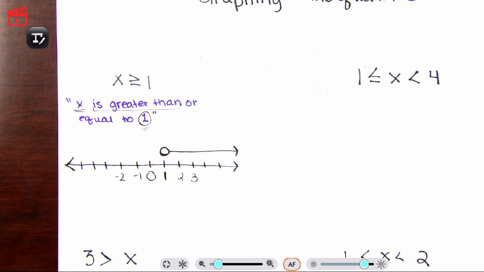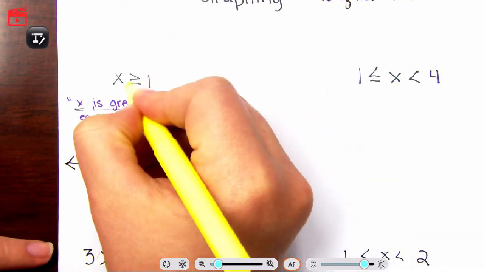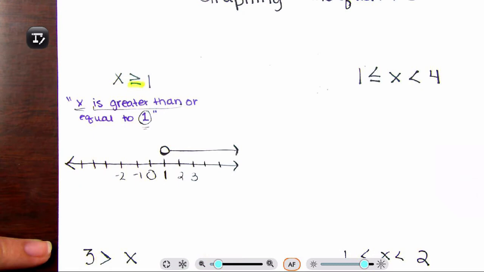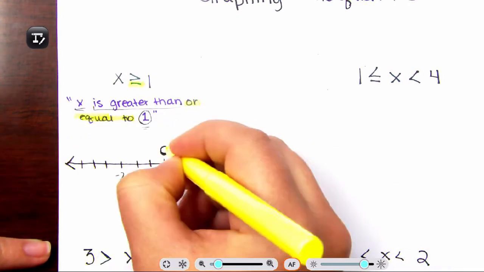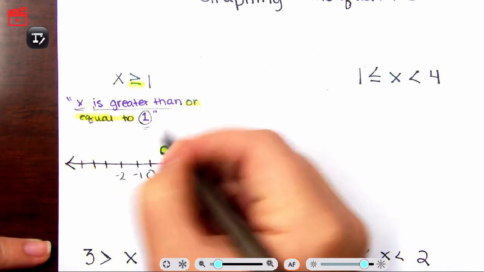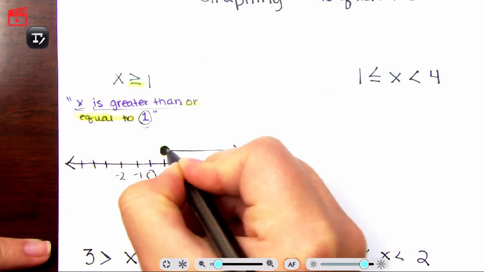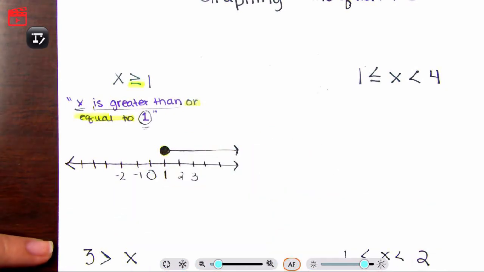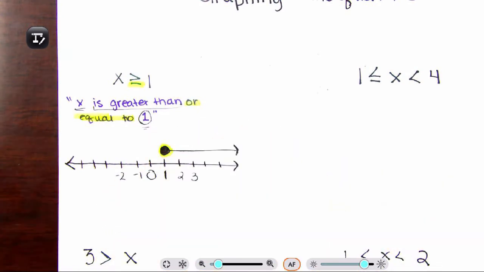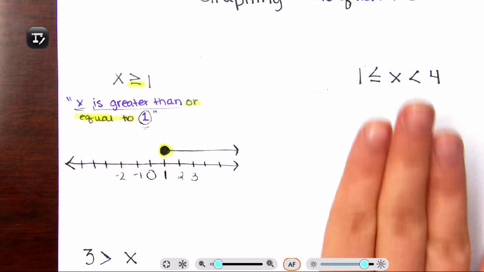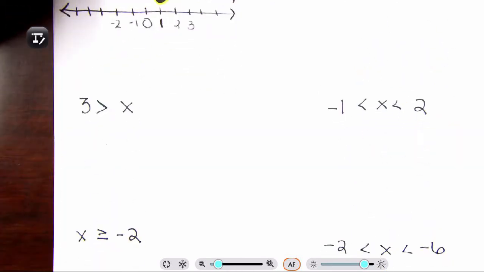Now, before we move on, we have to also identify if my circle is going to be closed or open. If you have an inequality that has this line underneath it, that means or equal to. And if you have or equal to, then your circle is going to be closed because it includes that 1. We don't skip 1. We can have 1 as a possible answer. And we found it. Before we do the compound, I'm going to go ahead and shift down. Let's do this one here.